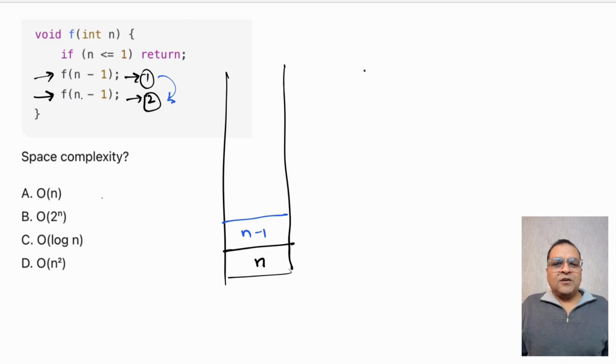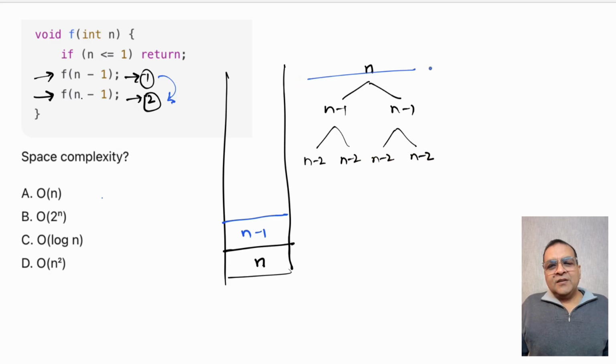So let's draw the same function call tree again. First, the function is called for n. In the next level, the function is called for n minus 1 two times. Then in the next level, the function is called 4 times, and each time the function is called with the value n minus 2. Now at this level, there is only one stack frame. At this level, there are 2 stack frames getting created, but these 2 stack frames are not getting created at the same time. First, the stack frame of this n minus 1 is created. When this function returns, then the stack frame of this other n minus 1 function is created at the same place where the stack frame of the first n minus 1 was.